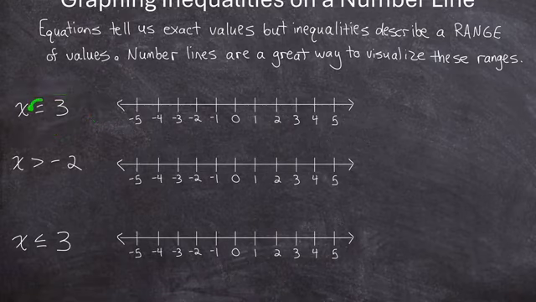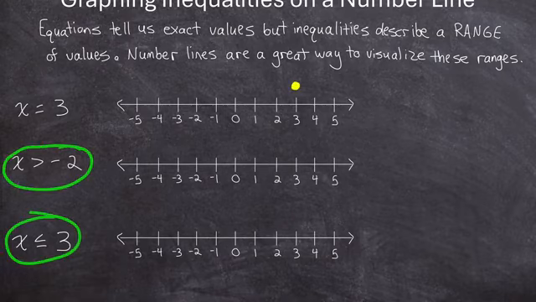It says x is equal to 3. So that would be really easy to represent on a number line. I just find the x value of 3 and then draw a dot above it. And then the next two examples, they're not equations, they're inequalities. So they represent ranges of values.